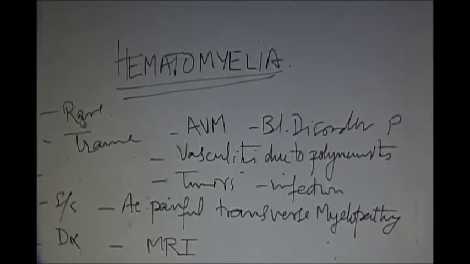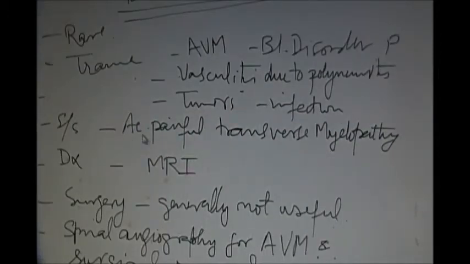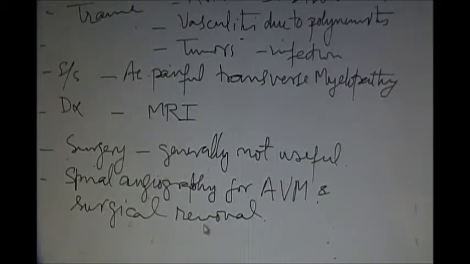Hematomyelia. Hematomyelia is a rare disorder and it may be caused by trauma, tumor, infection, arteriovenous malformation, blood disorders, or vasculitis due to polyarteritis. The signs and symptoms are acute painful transverse myelopathy, and the diagnosis of hematomyelia is done by MRI. Surgery is generally not useful. Spinal angiography is done for arteriovenous malformation, and surgical removal is done.